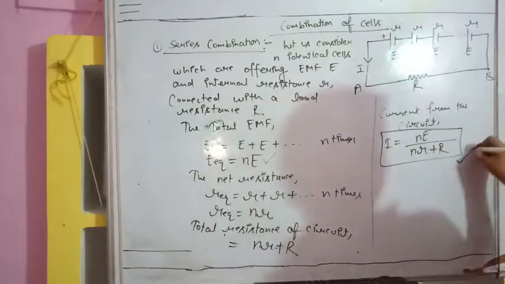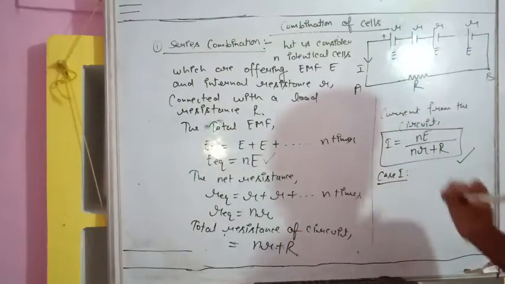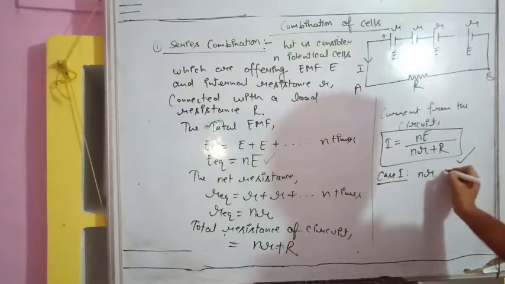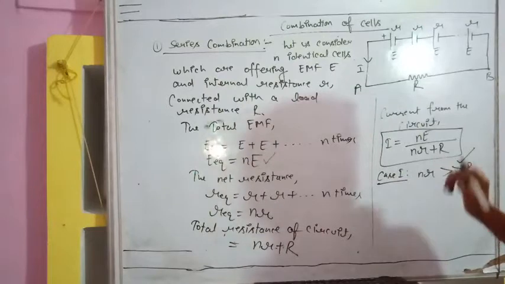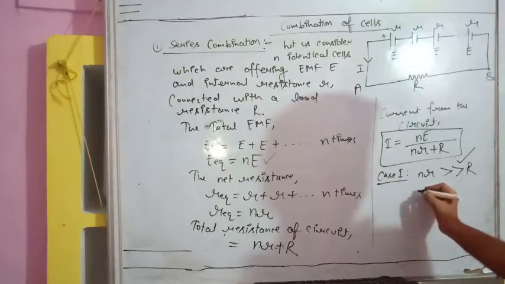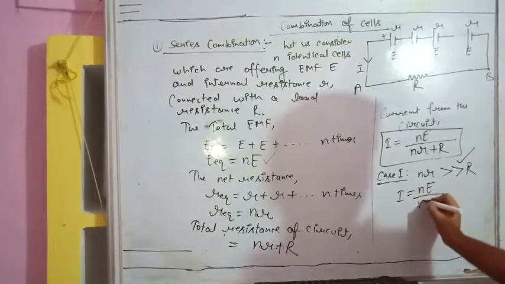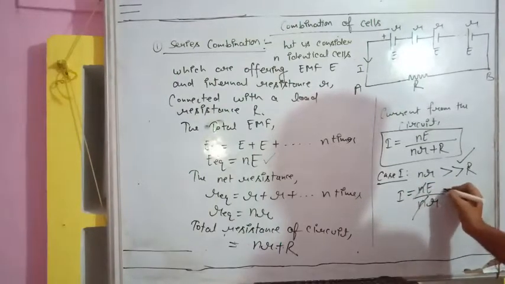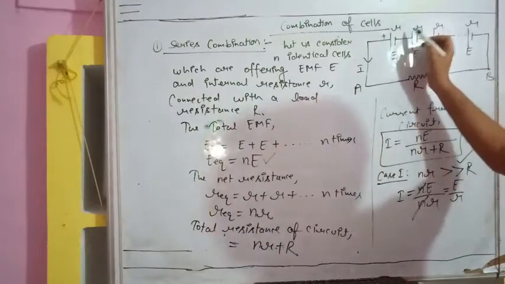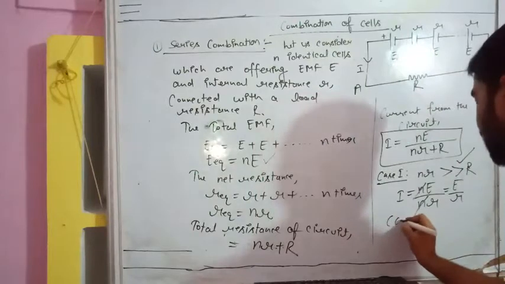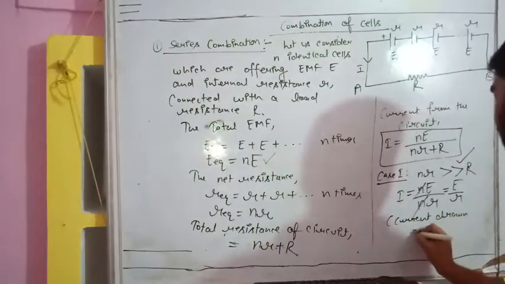So students, this is the equation. We should study the special cases. There can be a case when NR is much greater than R, so we can neglect R. So what will be the condition? If NR is very large, then I will be equal to NE upon NR only, and N gets cancelled out, E upon R. What is E upon R? E upon R is the current drawn from a single cell.